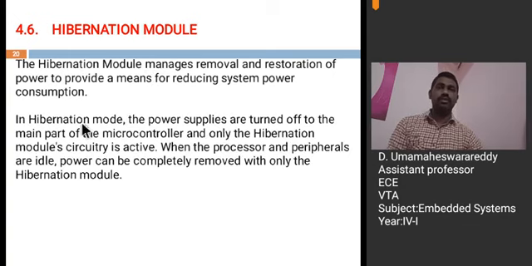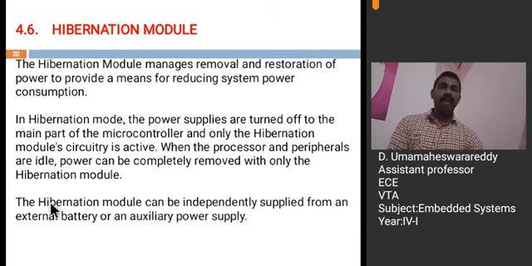See here, in hibernation mode what happens? The power supplies are turned off to the main parts of the microcontroller and only the hibernation module is active. What are the main parts of the microcontroller? Here the main parts of the microcontroller are the processor and peripherals. That means the hibernation module is disconnecting power to the processor and peripherals when they are idle. Idle means not doing any job. So power can be completely removed with only the hibernation module.